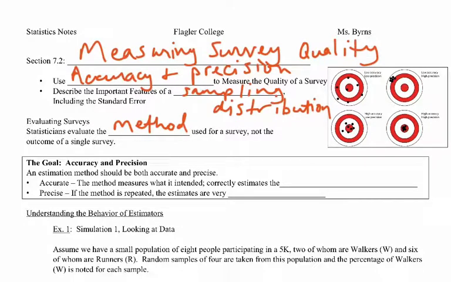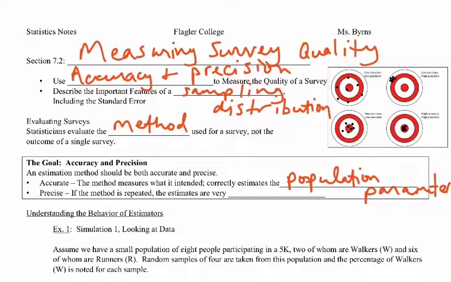So the goal, accuracy and precision. An estimated method should always be both accurate and precise, as close as we can get it. So accurate, the method measures what it intended, and it correctly estimates the population parameter. Sorry, I'm a little bit short on room here. Let me write that below it. The population parameter. Remember, parameter is a measurement on the population, for example.